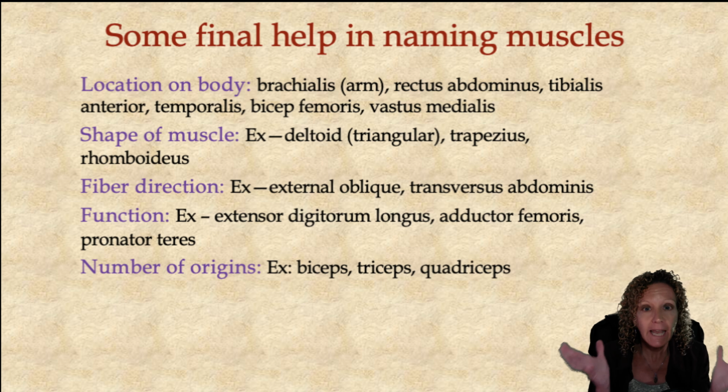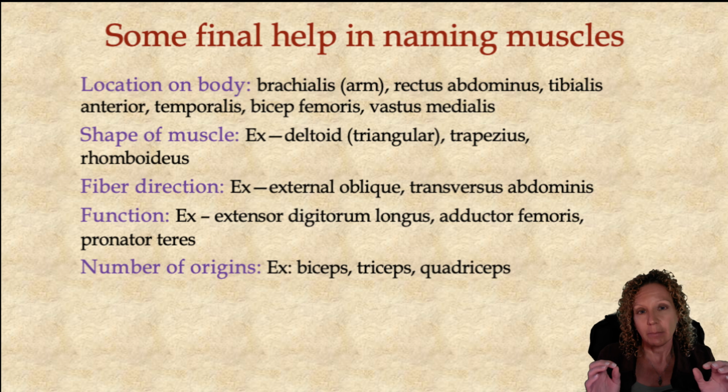You are becoming anatomists. And becoming an anatomist means that you are able to take a look at anatomy and not just name stuff, but be able to look at it and interpret things, so that how these muscles move the body makes sense to you because of where they originate and where they insert. That it makes sense to you that they're doing that action. Okay, so I say here some final help in naming muscles and ways that muscles get their names.